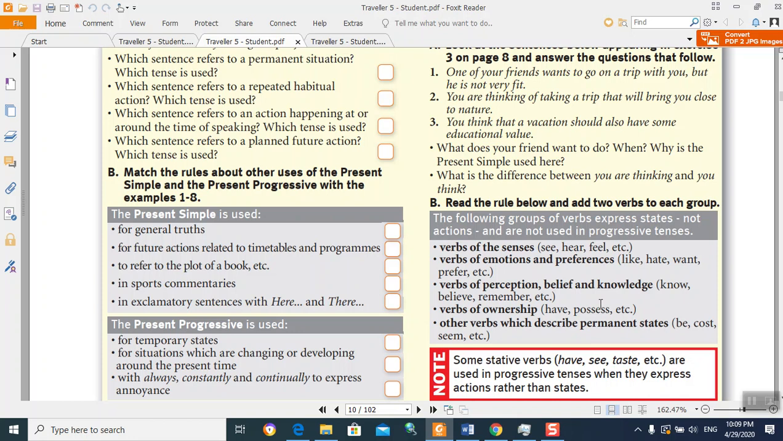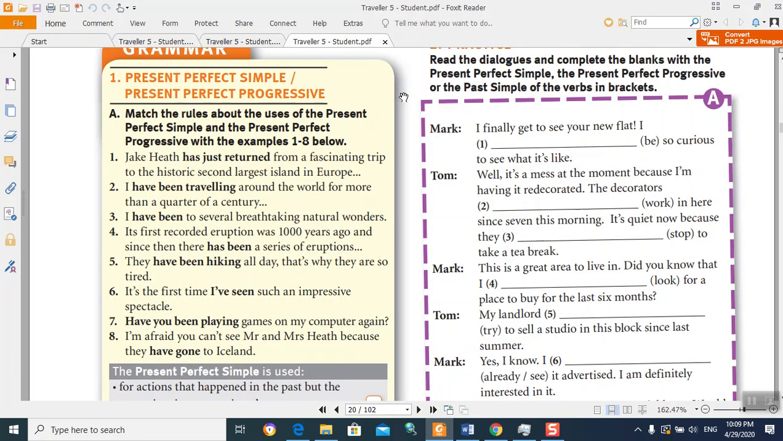One of them is stative, which is the possession one, and one is an action. Also see, taste, etc. So you should know about these verbs. Also the verb think. Okay? Let's now go to other subjects.